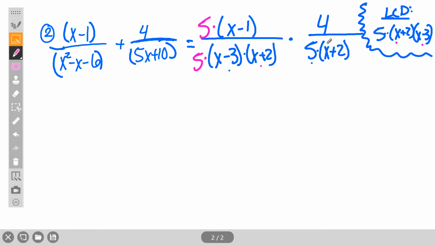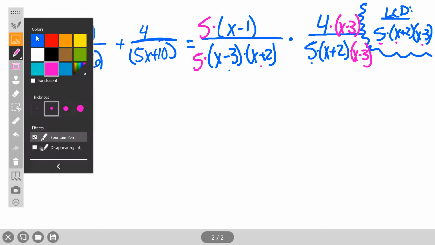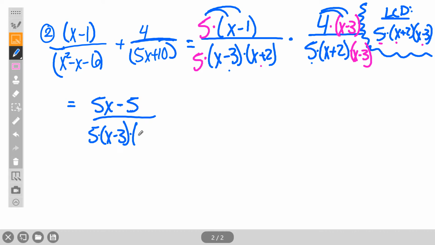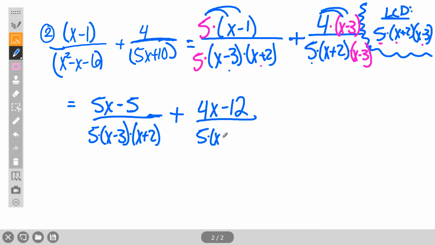For this one, it's got the 5, it's got the x plus 2. What it's missing is the x minus 3. So I'll multiply the numerator and denominator by x minus 3. Now, for the numerator, you have to actually do the multiplication. So 5 times x, that's 5x. 5 times negative 1, that's negative 5. So 5x minus 5, and then we leave the denominator in factored form. Okay, we don't multiply the denominator until the very end. Whoops, this is a plus sign, sorry. Plus, and then distribute here, 4x minus 12 over the same thing.